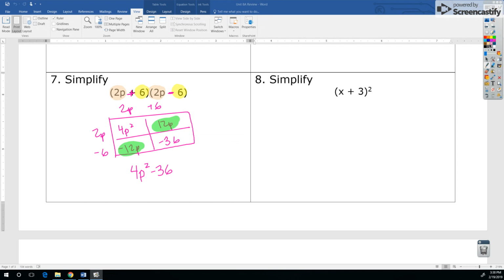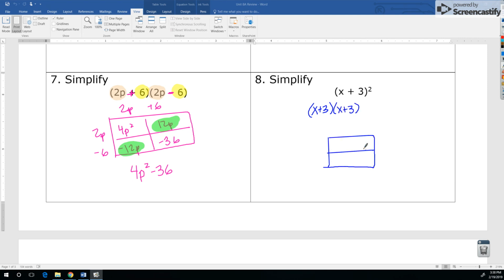In number 8, I actually have to expand this to x plus 3 times x plus 3. So when I set this up, it's actually a true square where both my length and my width are the same. X times x is x squared, of course. X times 3 is 3x, 3 times x is 3x, 3 times 3 is 9. These like terms do not cancel out this time because they are both positives. I'm just going to add them together for my final answer.